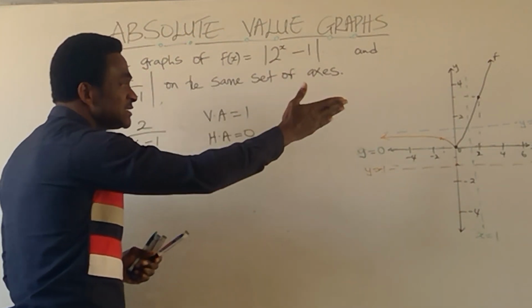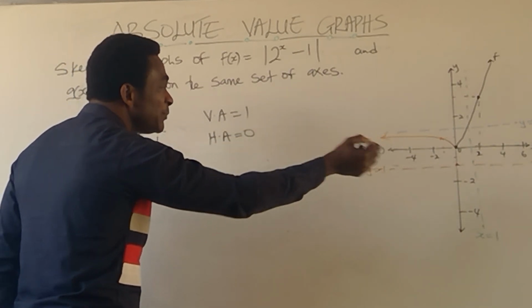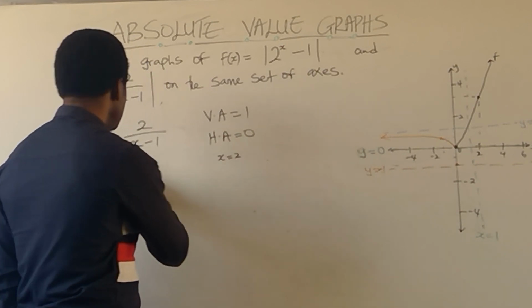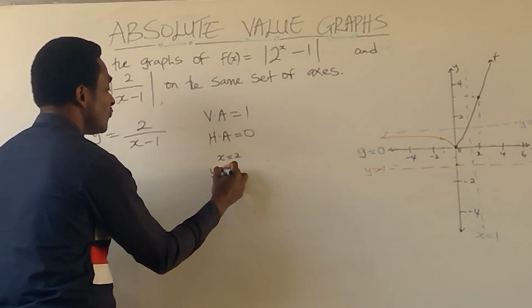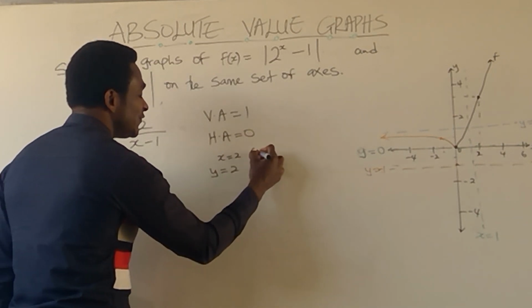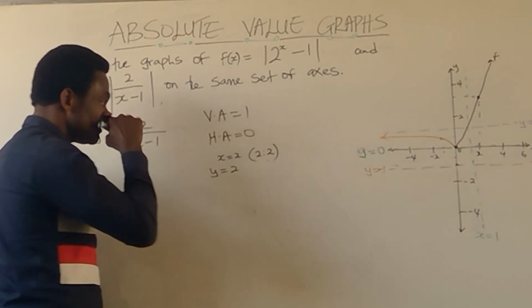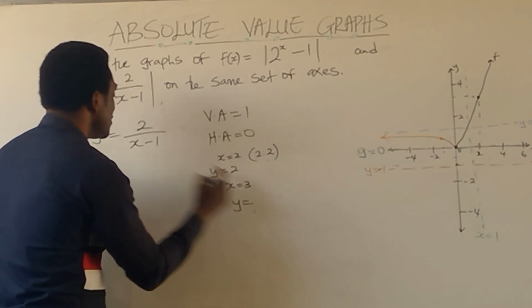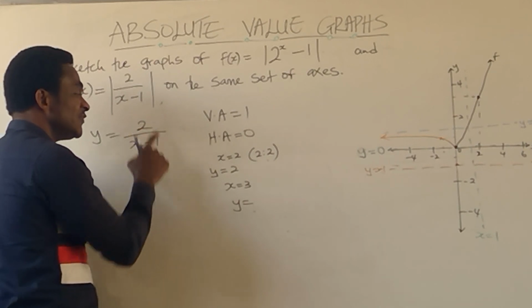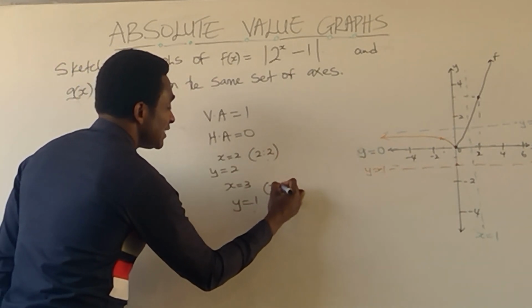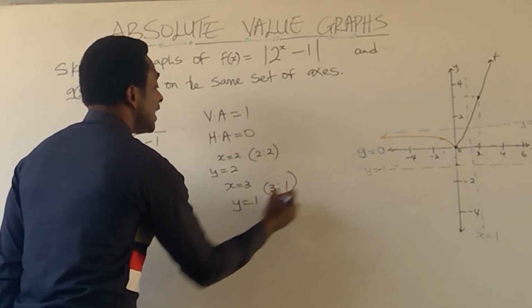We need 2 points on that side and 2 points on this side. For the positive part, I'll have x equals 2. When x is 2, y equals 2 over 2 minus 1, which is 2 over 1, which is 2. So the first coordinate is (2, 2). If I take x equals 3, I'll have y equals 2 over 3 minus 1, which is 2 over 2, so I have 1. So I have (3, 1) as my coordinate.